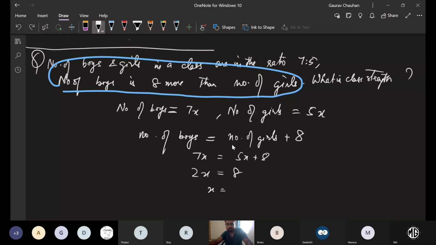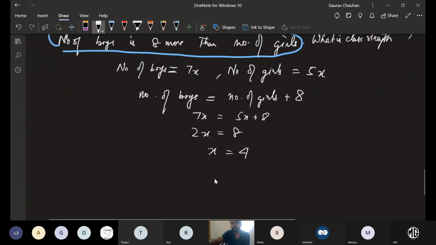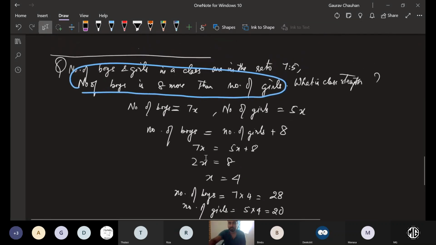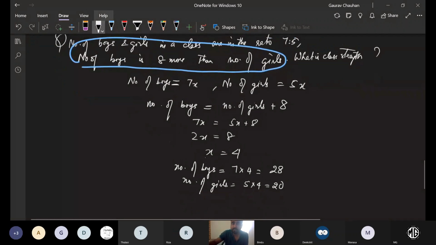X is equal to 4, correct. So what is the number of boys now? Number of boys is equal to 7 into 4, that's equal to 28. And number of girls is equal to 5 into 4, that's equal to 20. This is an 8th class level question. But we are going to use the same concept which we used here, 7x, 5x. This concept we are going to use the same way.